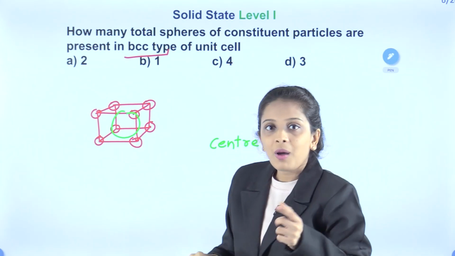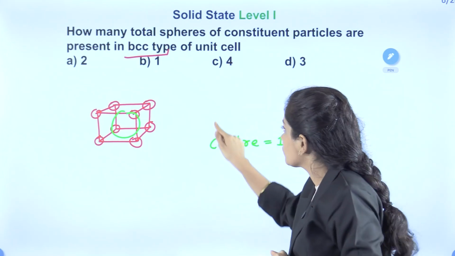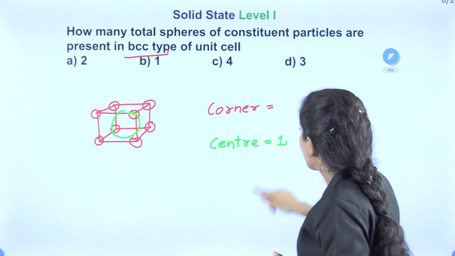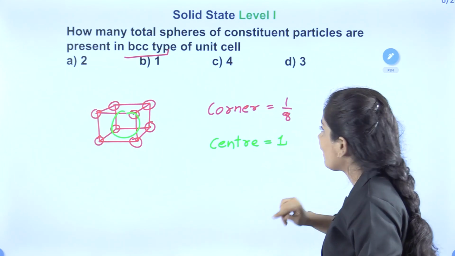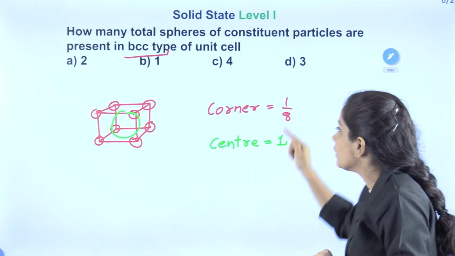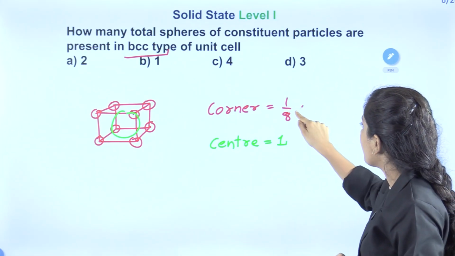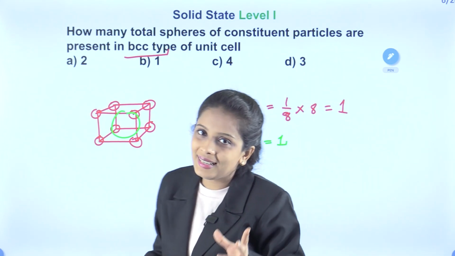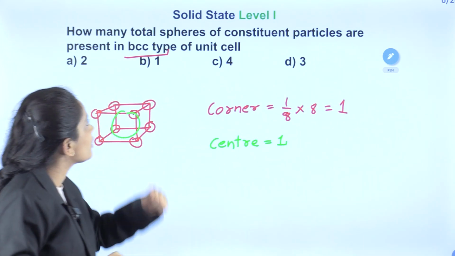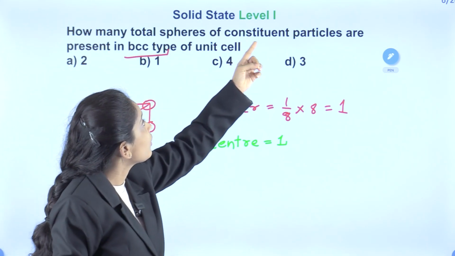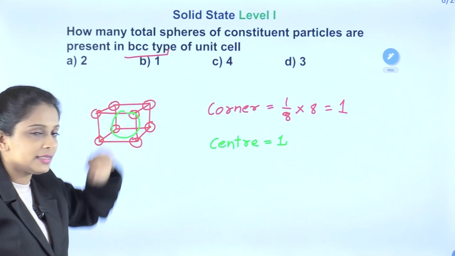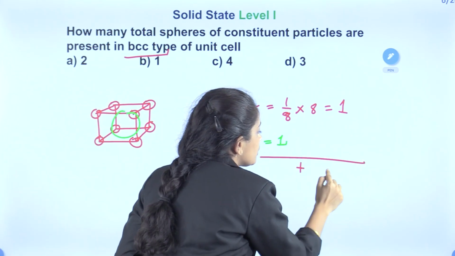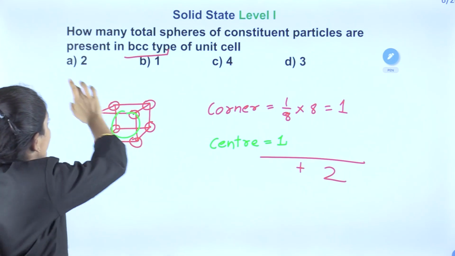If I am talking about the particle at the corner, the corner particle contribution is 1 upon 8. We have such 8 particles, so we multiply by 8, and the answer is 1. So, the answer for how many total spheres of constituent particles are present is: 1 from corner, 1 from center, total is 2 particles. That is the correct answer.